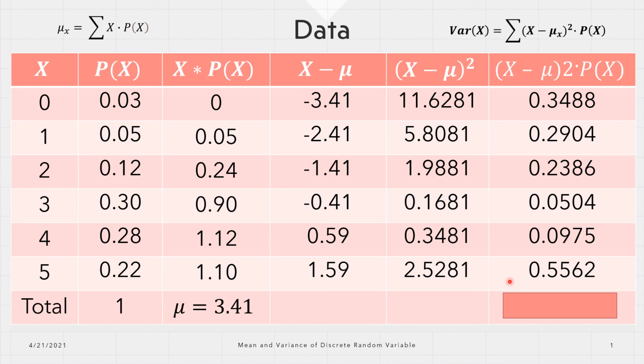0.5562. And after we multiply all these squared differences by their corresponding probabilities, we are going to add all these products and we will obtain the variance of the random variable. It is 1.5819 if I'm not mistaken, but I just rounded it off to the nearest hundredth. So again, that is all for this video.